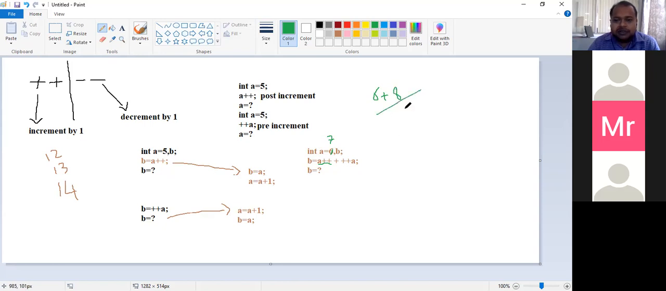Then the total value should be 40. It is not like that. A plus plus means 6 plus 1, 7. Not like that. It is 6 plus 8 is 40. Is it clear? Yes sir.